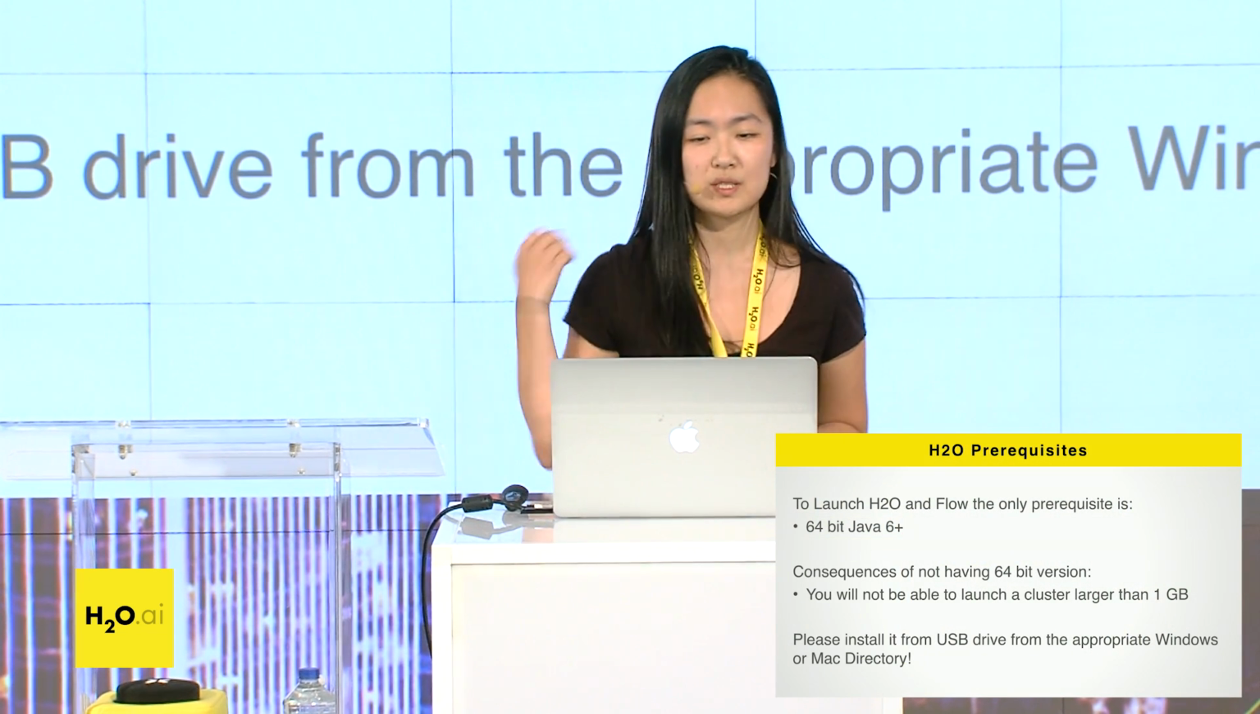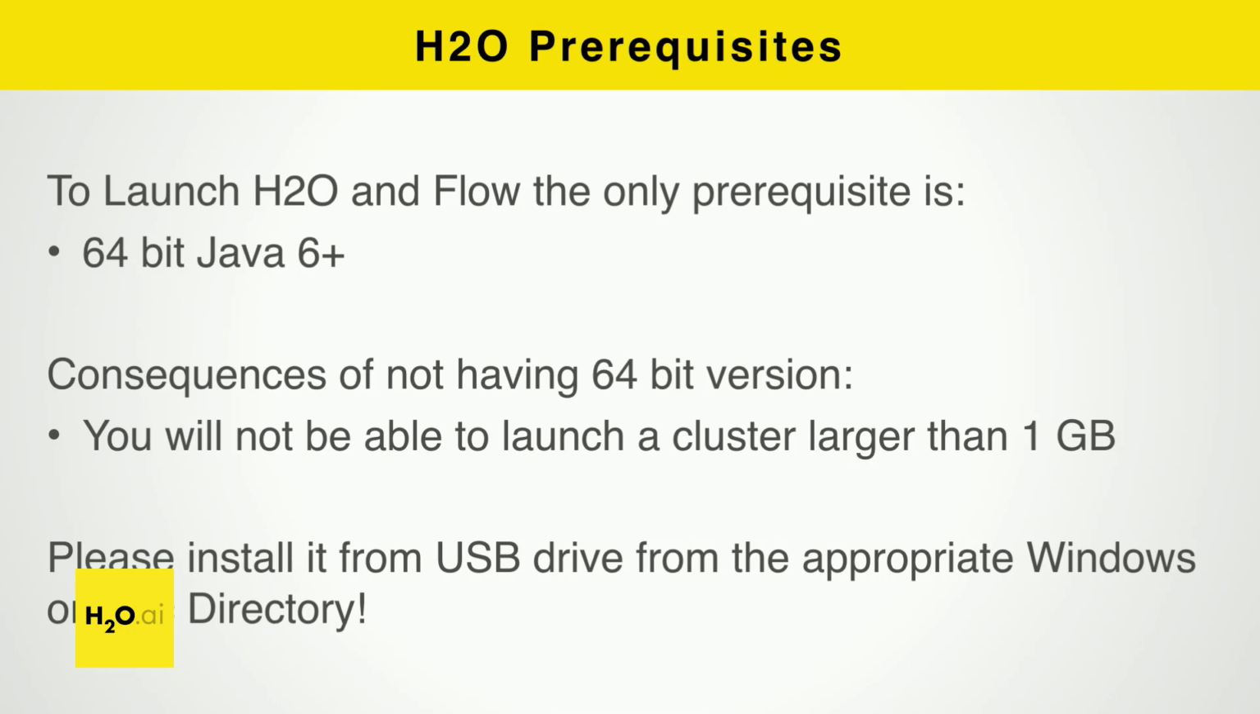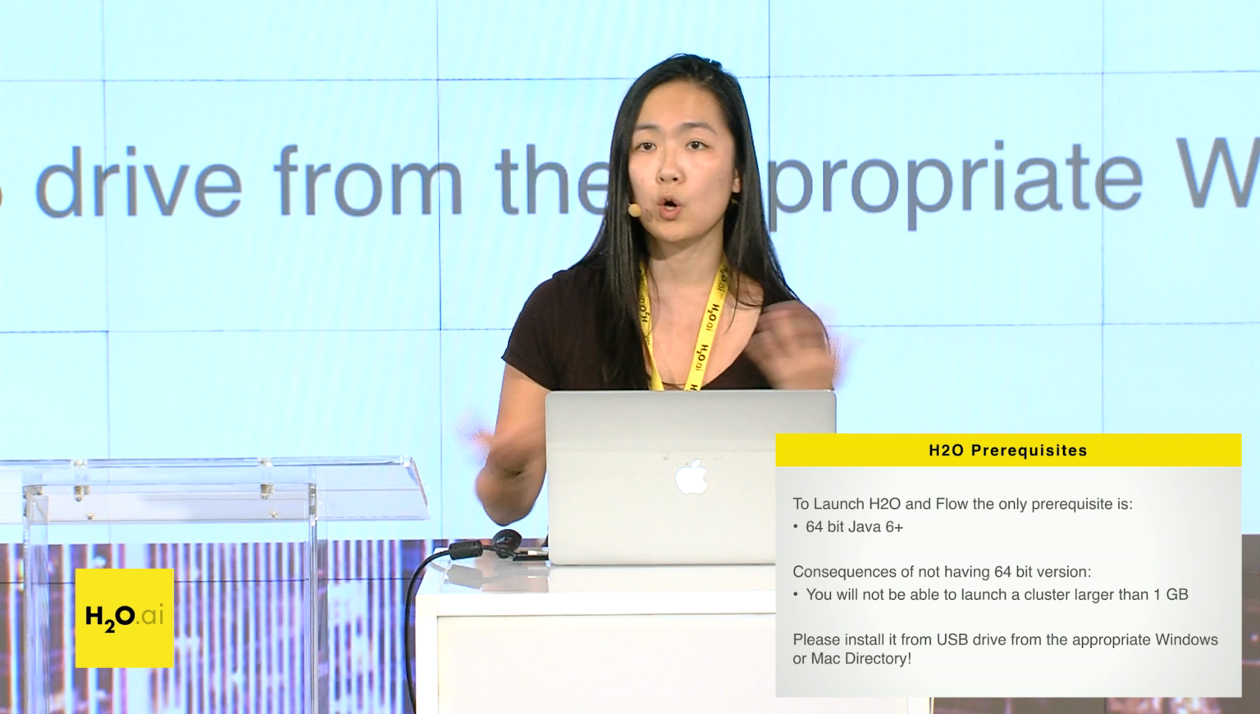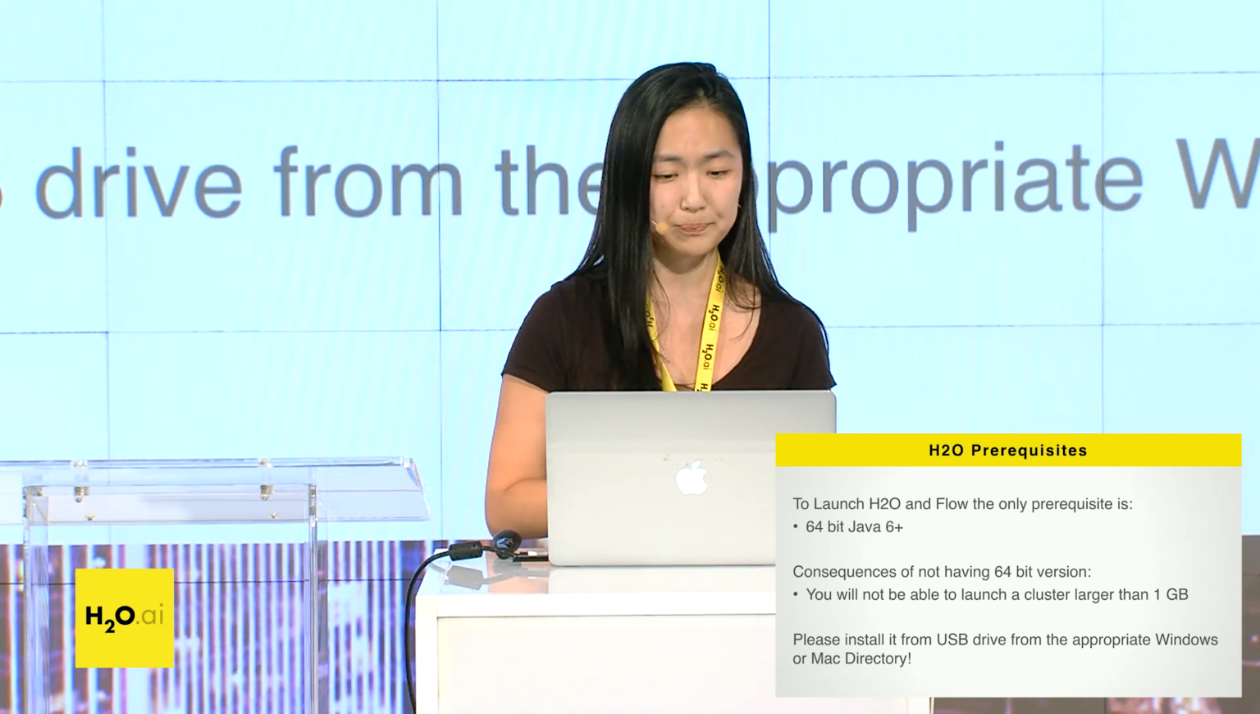The only prerequisite for running H2O, and this is available on the flash drive if you don't already have it, is a 64-bit version of Java, 6 or newer. H2O itself is just a jar file, so the entire software is self-contained and launches as a Java virtual machine. If you're not going to use it with R or Python, the core computation engine itself is just a JVM, and you only need Java to launch it.